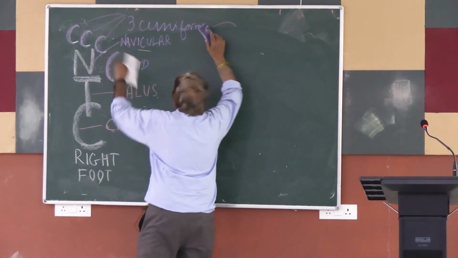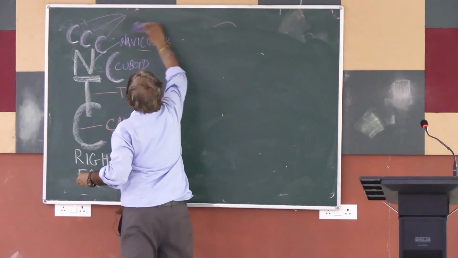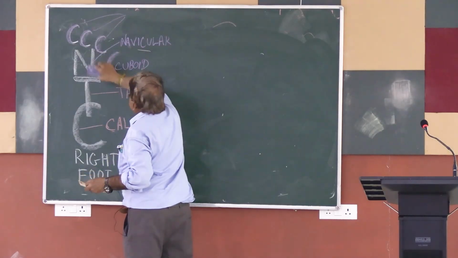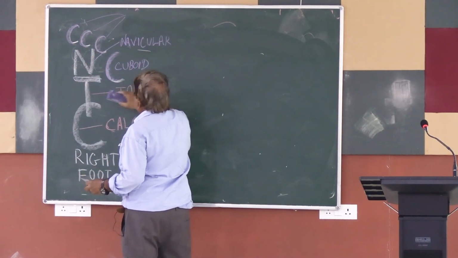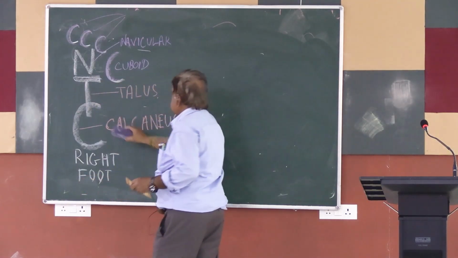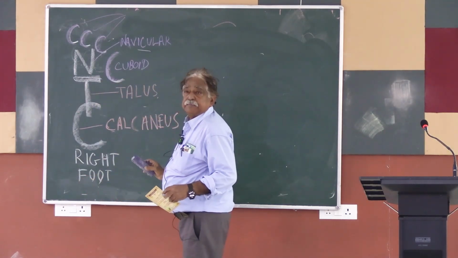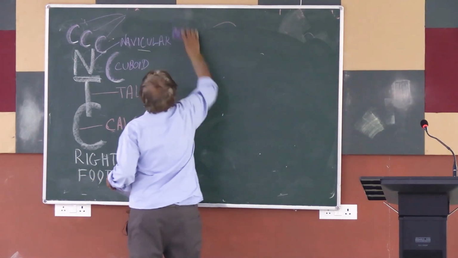Now the three cuneiforms, I'll take, there's no space. This is N for navicular, C for cuboid, T for talus, C for calcaneus. Okay.